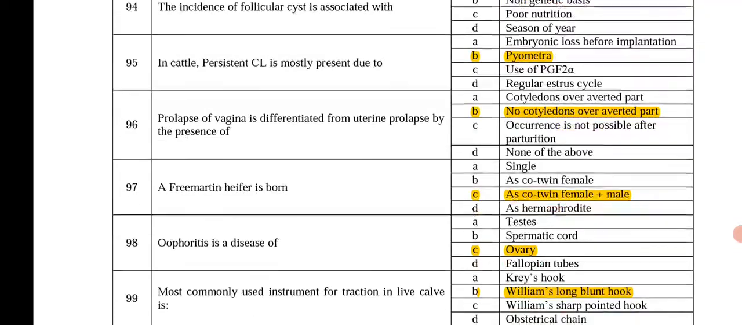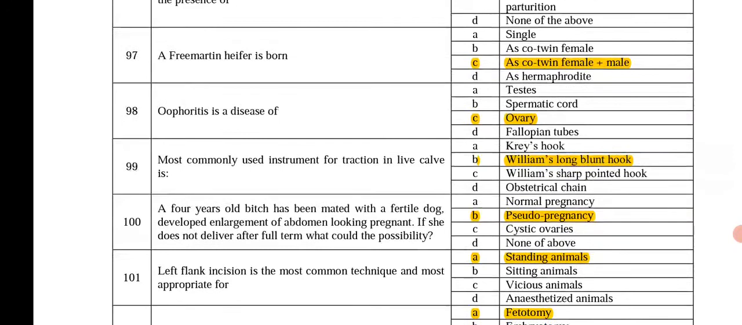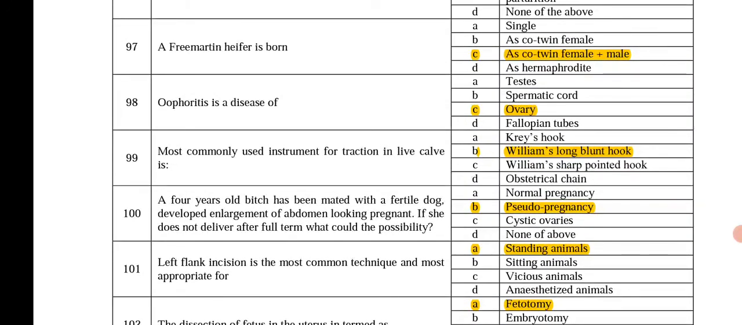Oophoritis is a disease of ovary. Most commonly used instrument for traction in live calf is Williams long blunt hook. Williams long blunt hook is most commonly used instrument for traction in live cattle.